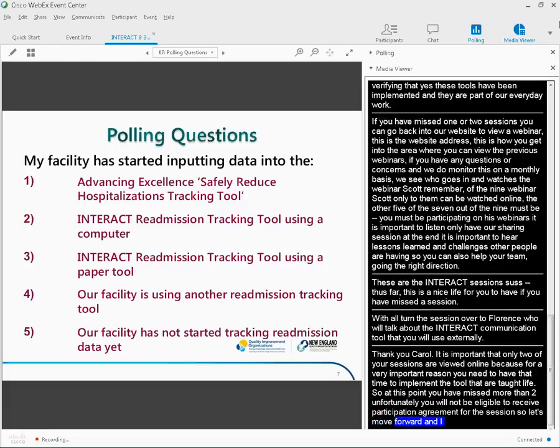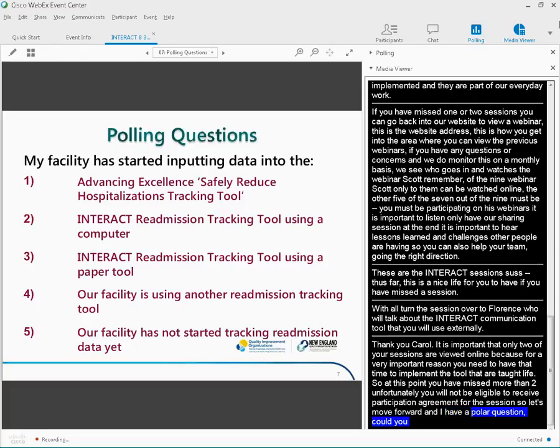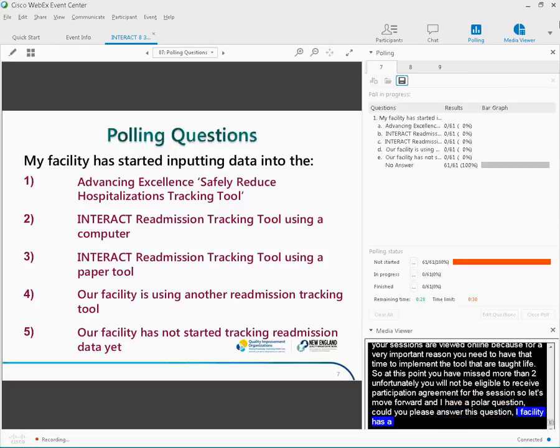Could you please answer this question? My facility has started inputting data into, and then just click on whichever one you're using. Don't forget to push submit so that your answer will be reflected.